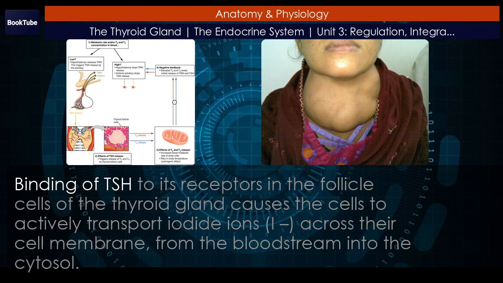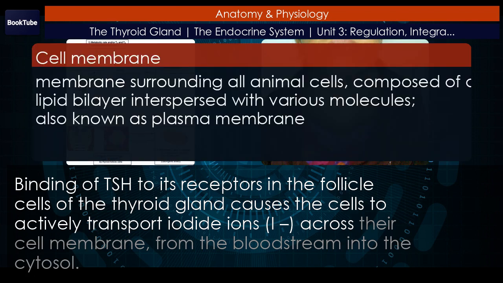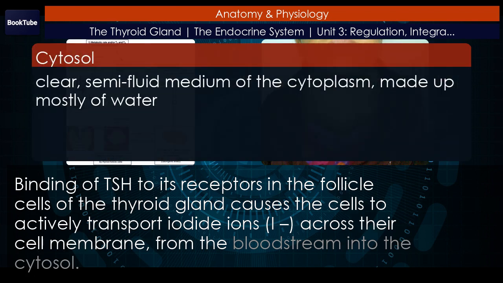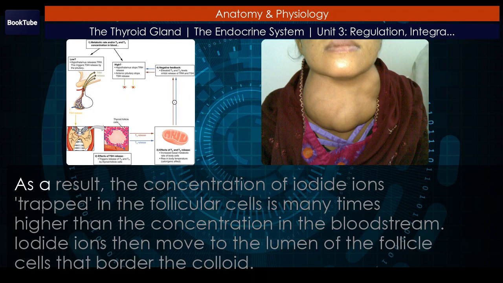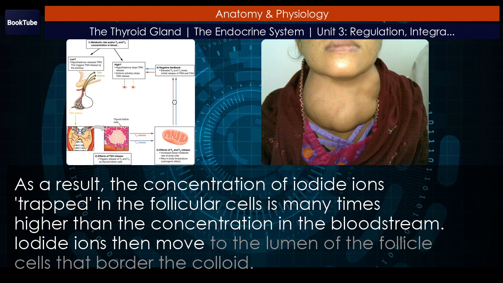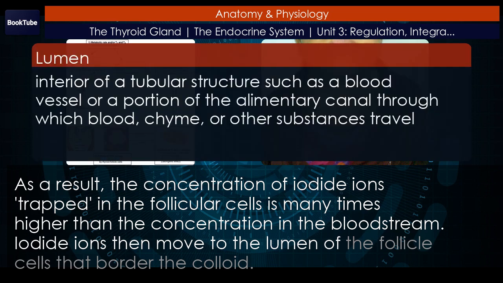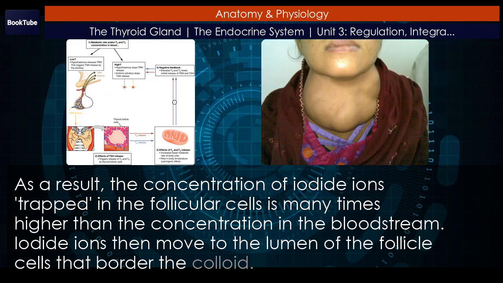Binding of TSH to its receptors in the follicle cells of the thyroid gland causes the cells to actively transport iodide ions, I⁻, across their cell membrane, from the bloodstream into the cytosol. As a result, the concentration of iodide ions trapped in the follicular cells is many times higher than the concentration in the bloodstream. Iodide ions then move to the lumen of the follicle cells that border the colloid.